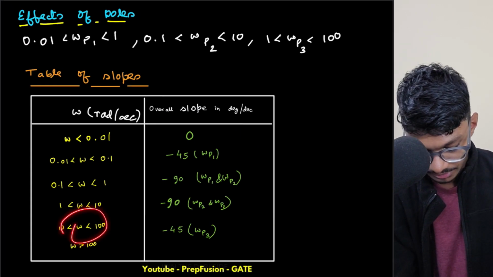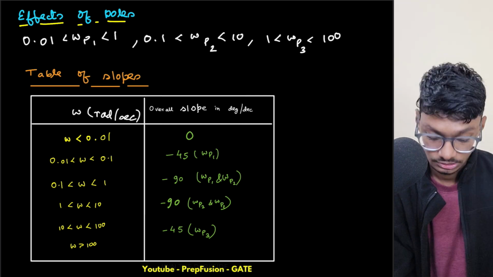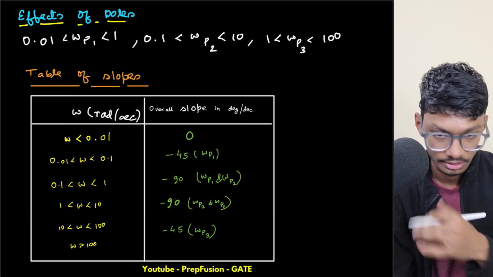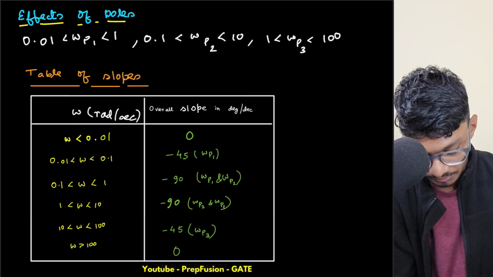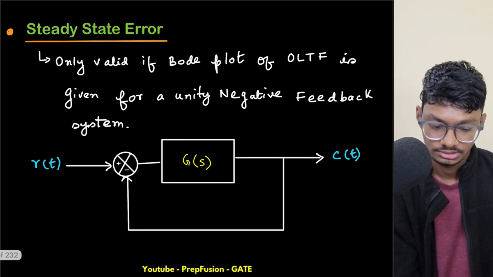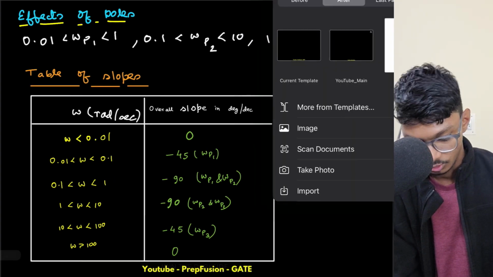Then after this, what is happening? After this, omega is greater than 100. If omega is greater than 100, what does that mean? That means none of them are contributing. So again the slope will be 0. Okay, slope will become 0.